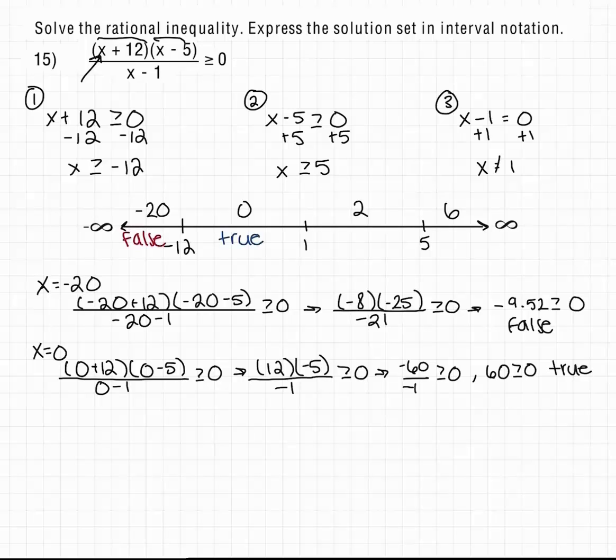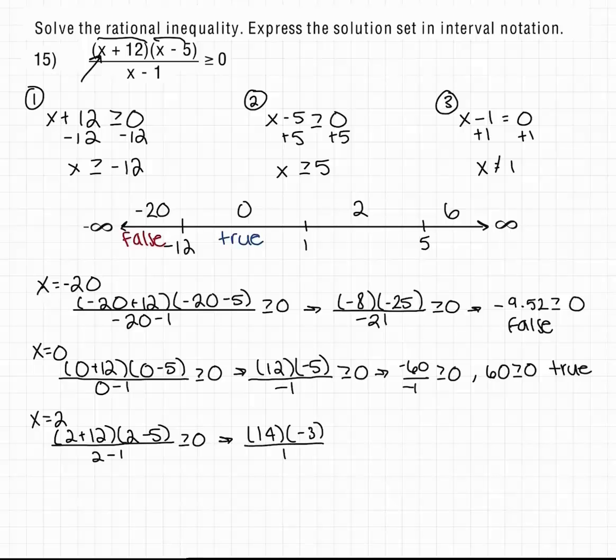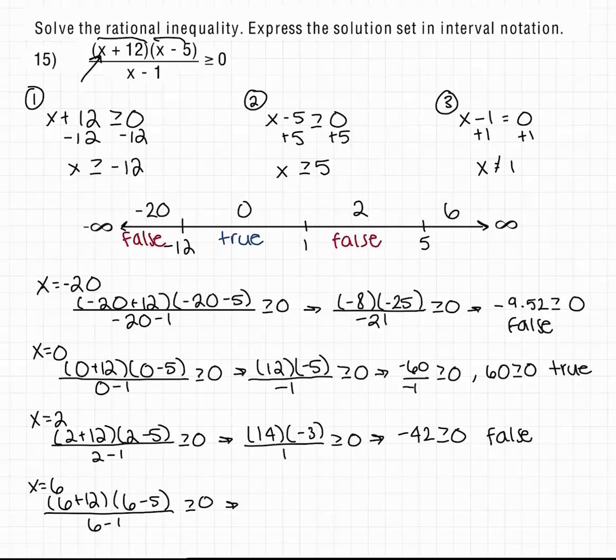Repeat for x is equal to 2. When you simplify, you will get 14 times negative 3 in the numerator and 1 in the denominator, which will leave you with negative 42 is greater than or equal to 0, and that is a false statement. So we know for that period, it's going to be false. Now lastly, let's do the same steps for 6. When we reduce the numerator, you will get that 3.6 is greater than or equal to 0, which is a true statement. Let's label that in our number line.